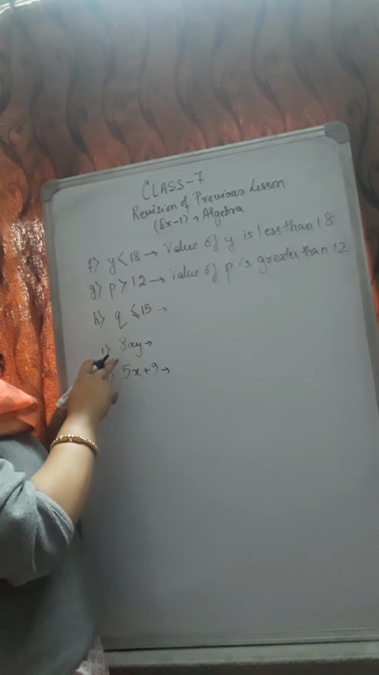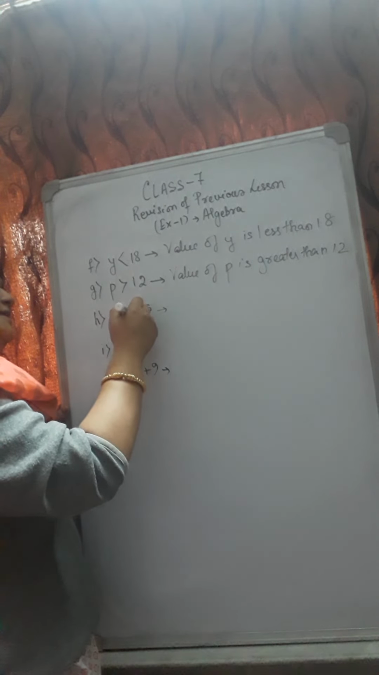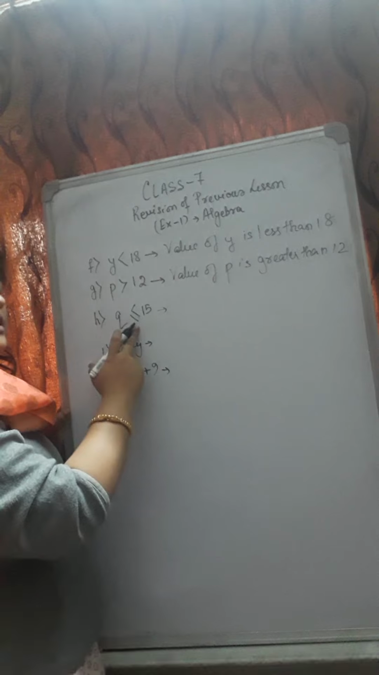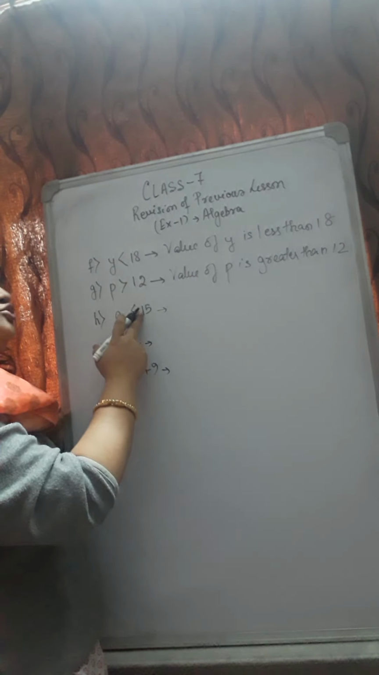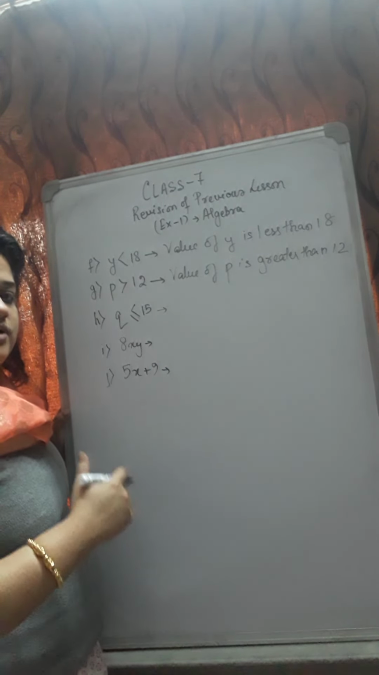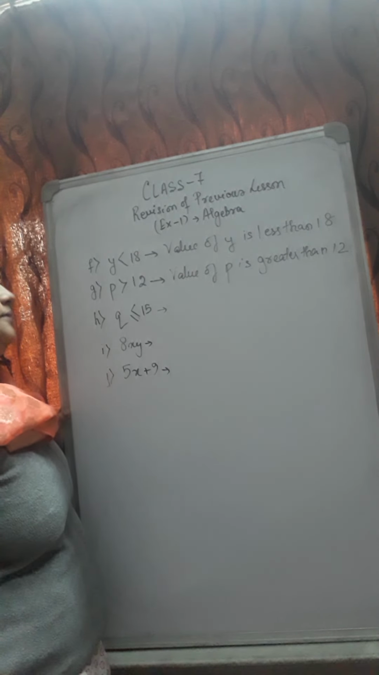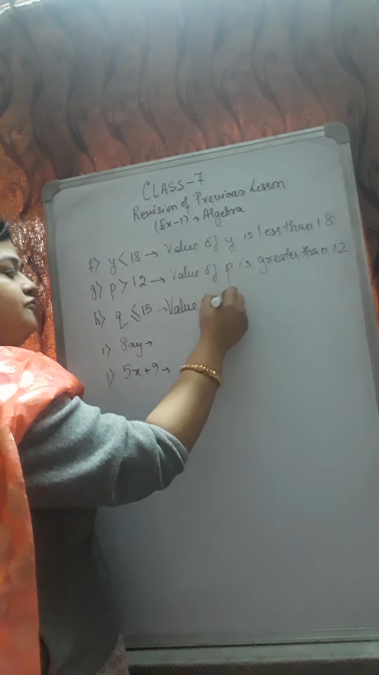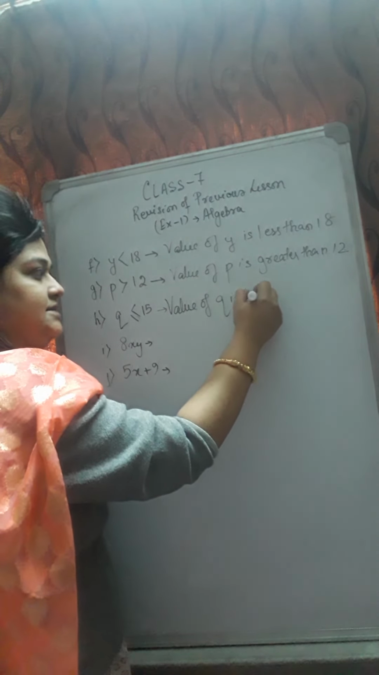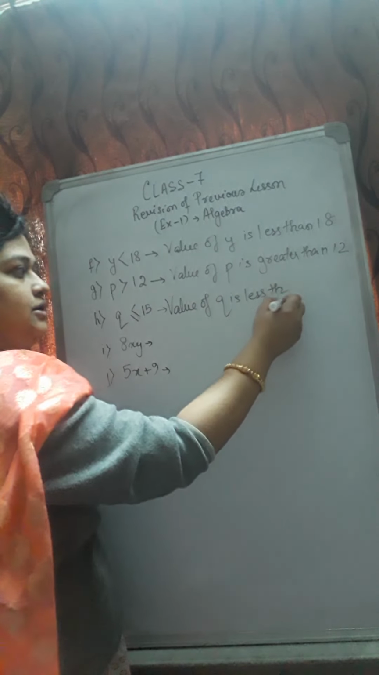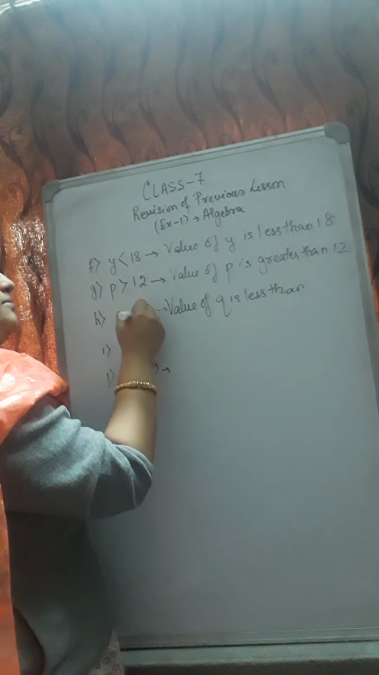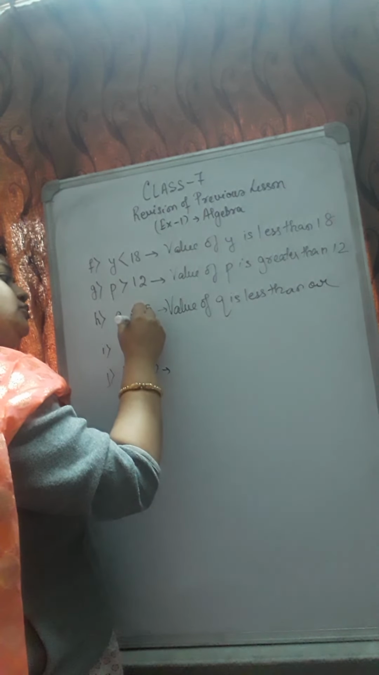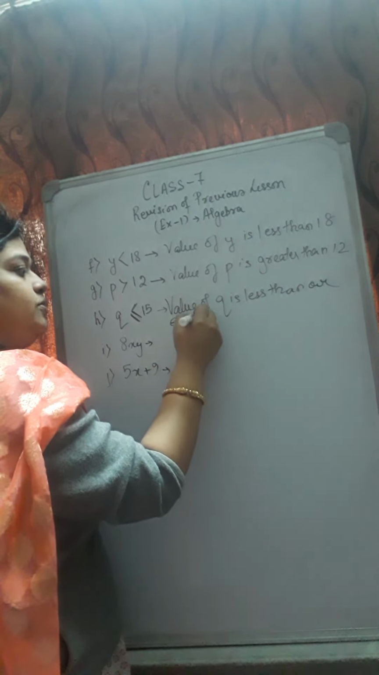Then number 7. Q, what you can see, two signs are there, less than, equal to. That means value of Q can either be equal to 15 or it has to be lesser than 15. That means Q cannot be greater than 15. So you have to write value of Q is less than, it is given by the less than sign, or equal to.